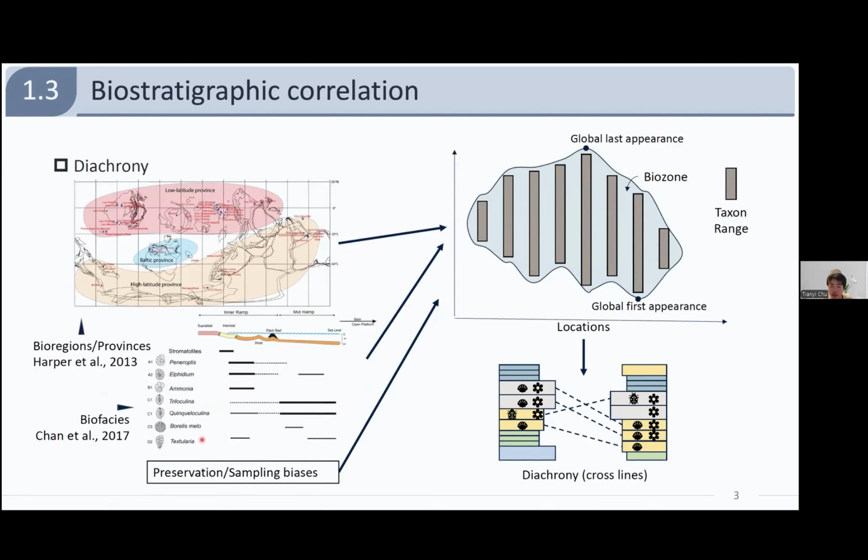This diachrony can lead to misaligned biozones across sections. So it's crucial we account for these factors when interpreting global stratigraphic patterns.